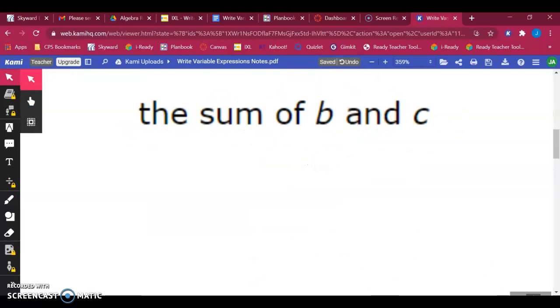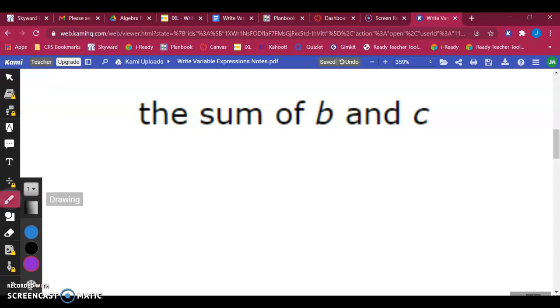The next one is the sum of b and c. And sum means addition, so b plus c.